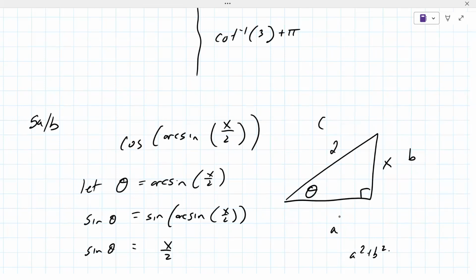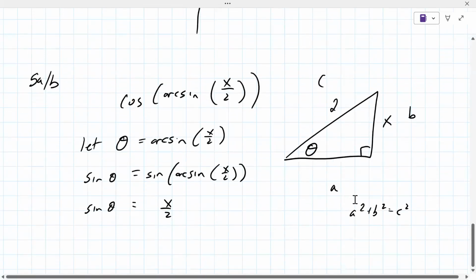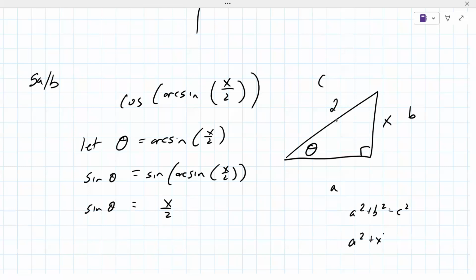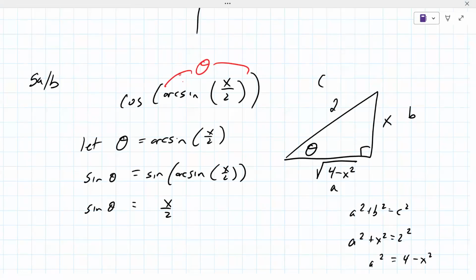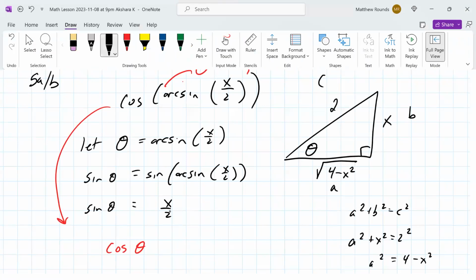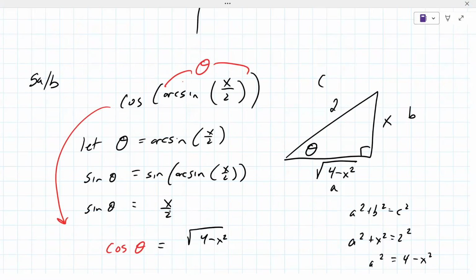A squared plus b squared equals c squared. So in this case, you don't know a, but you know x squared plus a squared equals 2 squared. So a squared equals 4 minus x squared, so a equals the square root of 4 minus x squared. And the reason you need all that is theta. Theta is really this middle thing in here. So you're actually finding the cosine of theta, which is root 4 minus x squared over 2.